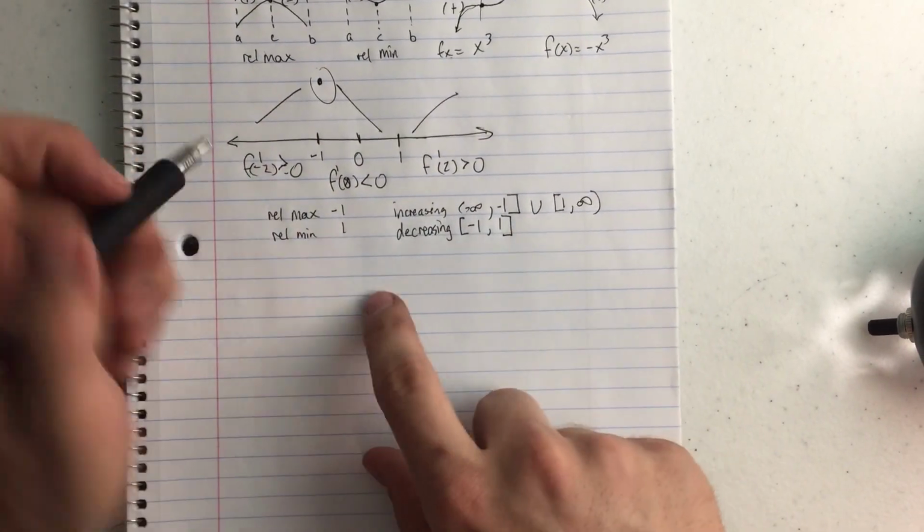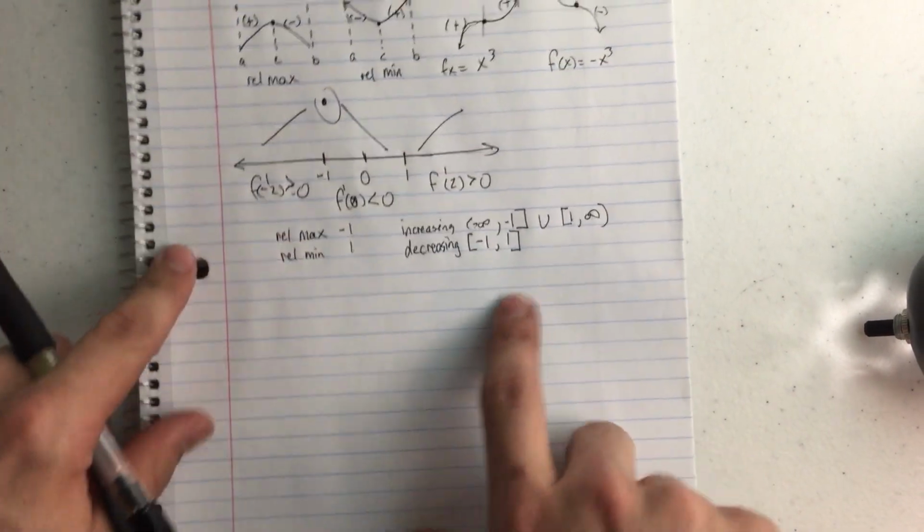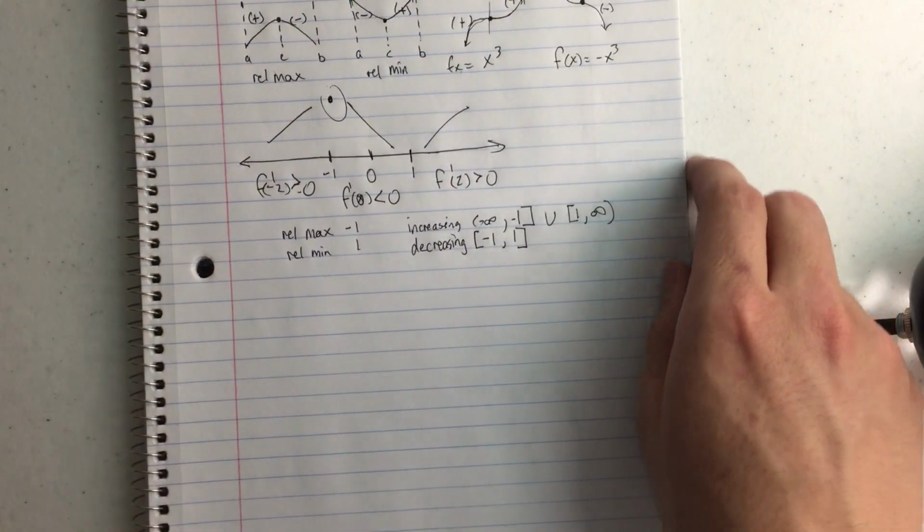All this says is that it's going up here and here. That's what the increasing is, and the decreasing says it's going down here. So that's kind of a sign diagram for the first derivative.